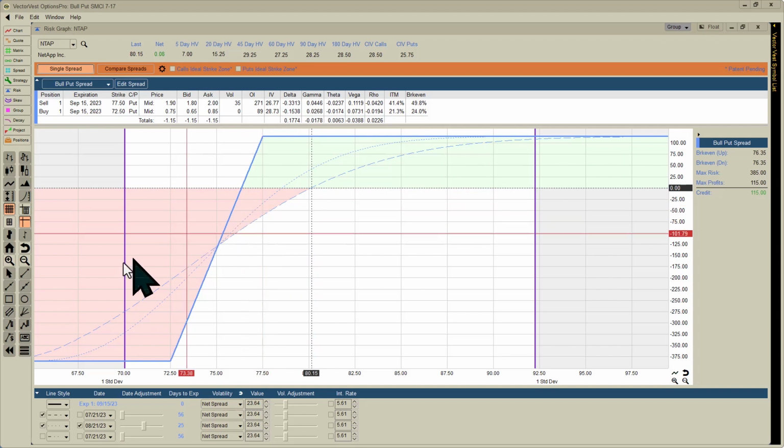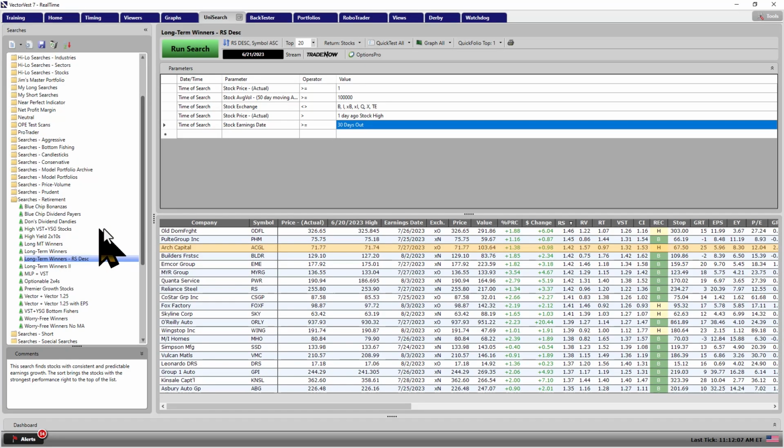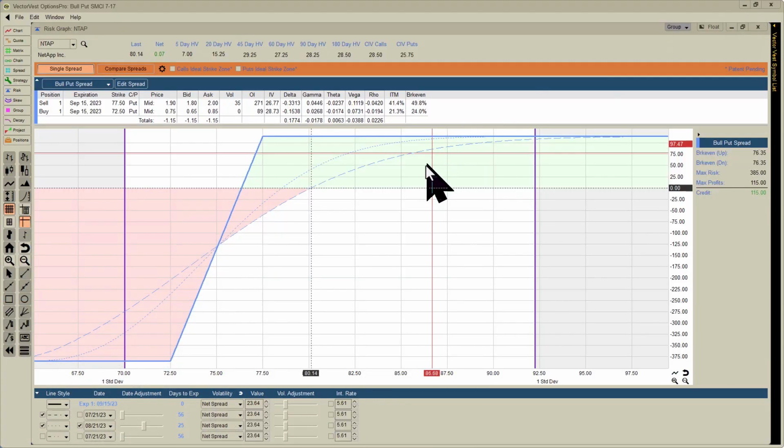Now, remember, what is one of the biggest reasons that stocks have these catastrophic huge moves? Earnings. Well, remember what I showed you when we did our scans? I took earnings out of the equation for at least 30 days. You're not going to have to worry about earnings on this stock.